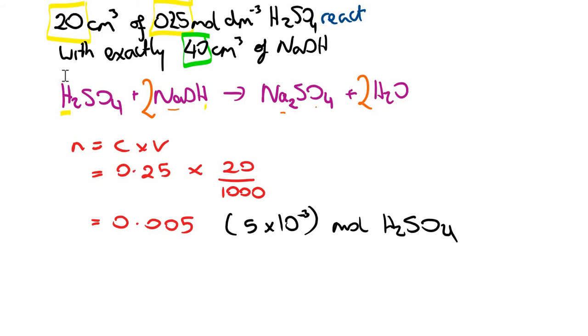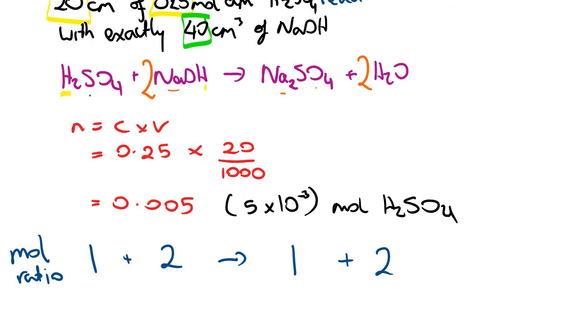Well, if I look above to my balanced equation, 1 mole of sulfuric acid reacts with 2 moles of sodium hydroxide to give me 1 mole of sodium sulfate plus 2 moles of water. That will be the same every time sulfuric acid reacts with sodium hydroxide. They are the proportions in which they react. That is the stoichiometry of the reaction. It will not change. So 1 mole of sulfuric acid reacts with 2 moles of sodium hydroxide.